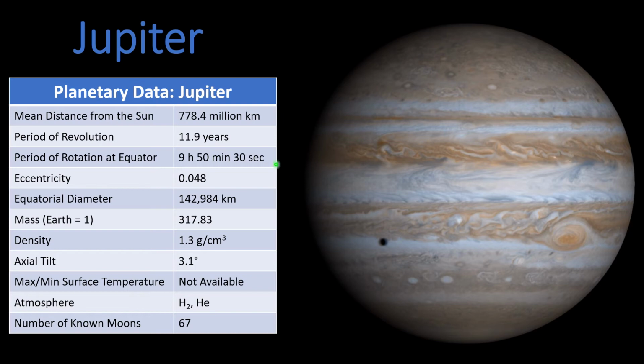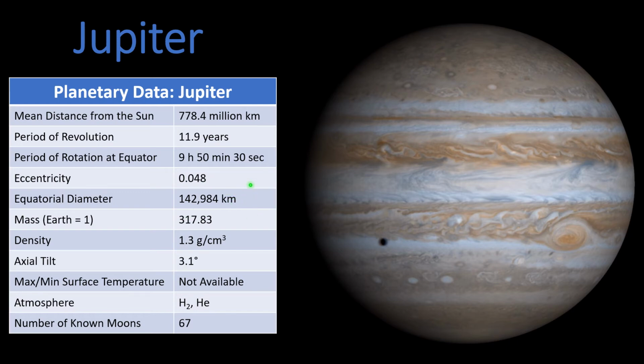Distance-wise, 778.4 million kilometers from the sun, really far. It takes 11.9 years to make one orbit around the sun. So if you think about it, you guys are 13, 14, 15 years old. In your lifetime, Jupiter has only gone around the sun completely once, which is kind of a crazy thing to think about. It rotates very quickly, 9 hours, 50 minutes, and 30 seconds at the equator. Its eccentricity is 0.048, so it's pretty close to being a round orbit, just a little bit off.